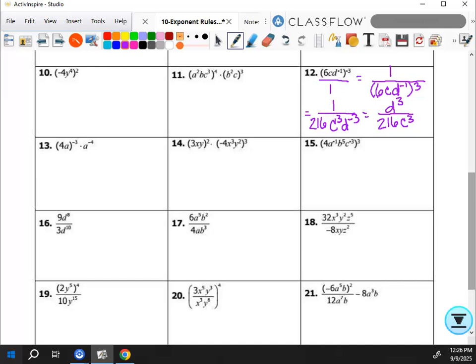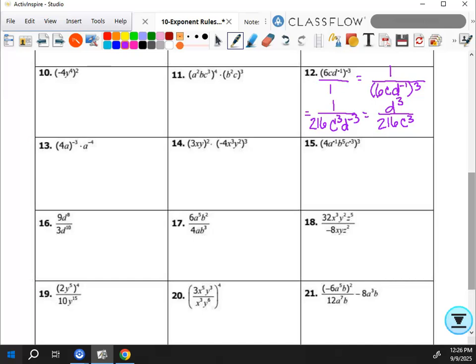It is not a negative 216 because it was a positive 6 to the 3rd. That's another reason why, if I had distributed that negative 3 from the beginning, sometimes I'll do weird things with the negatives there, or then you're not sure what to do with the coefficients. So it's a little safer to wait until the end. Okay, we good with all that? All right, then let's look at 14.